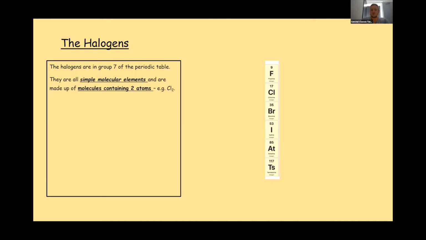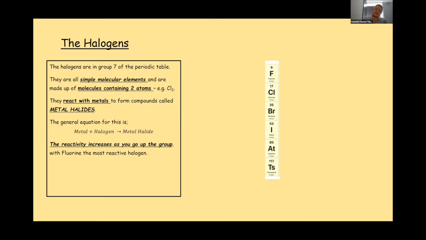They're all simple molecular elements and they're made up of molecules containing 2 atoms. For example, chlorine exists as Cl2, fluorine exists as F2, 2 atoms of each bound together. They are non-metals and they react with metals to form compounds called metal halides. The general equation for this is a metal plus halogen will form a metal halide.